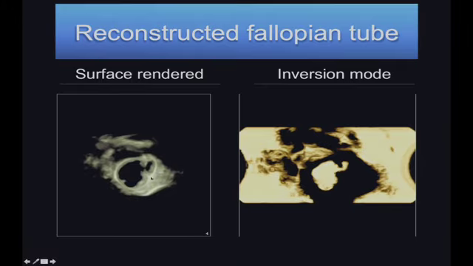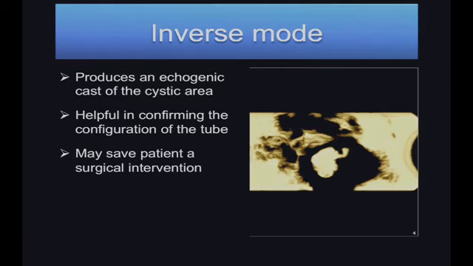Here's our surface rendered image once again, and here we have what's called an inversion mode as well. So the inverse mode produces an echogenic cast of the cystic area that can be extremely helpful in confirming the configuration of the tube. And using the inverse mode or the surface rendered mode or even just the thin slice reconstruction may save the patient a surgical intervention, since a complex cystic mass in the adnexa would usually require surgery, whereas a hydrosalpinx would not.